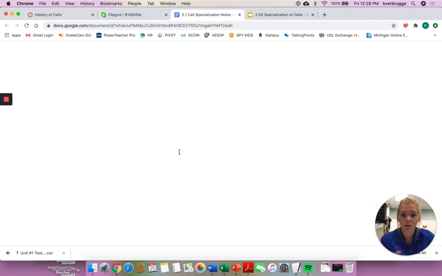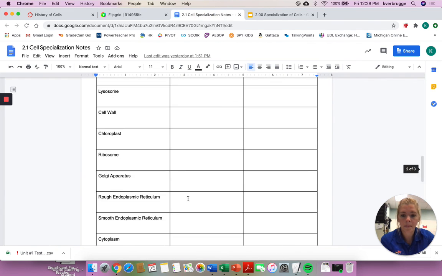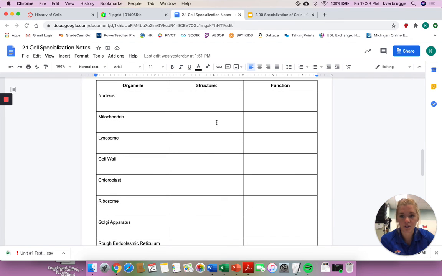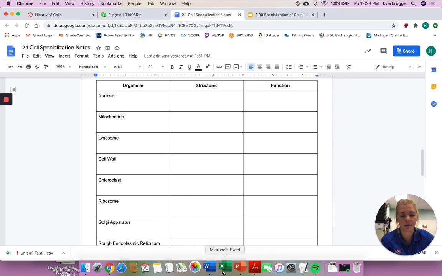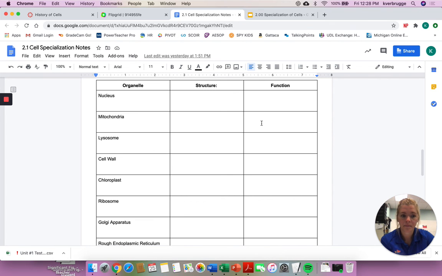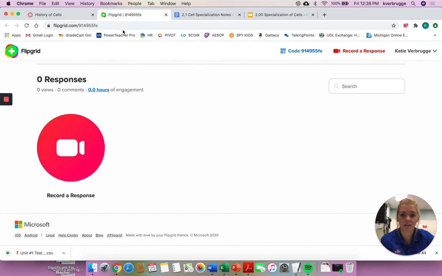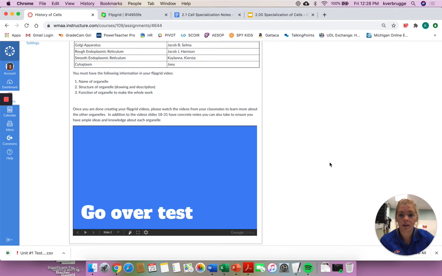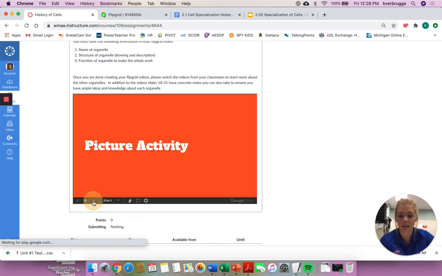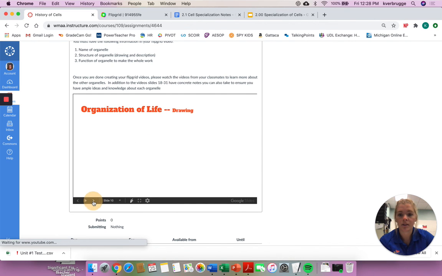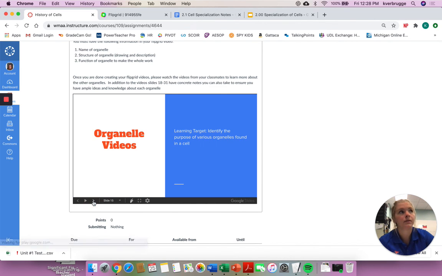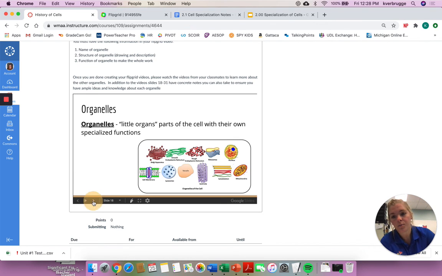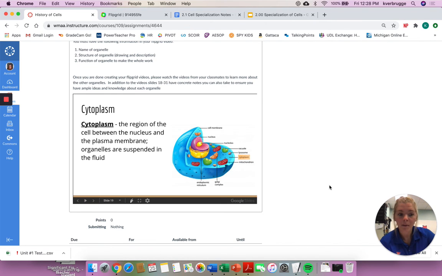Notice that in your note sheet, if you scroll down a little bit, you have spots to put what is the structure of the nucleus. You can either draw a little picture or post a picture there, and then explain its function as well. In addition to watching the videos of your partners, you can also go down to the bottom of this Canvas assignment page today, and you can see that all of the notes for all of the organelles are also posted there. Let me know if you have any questions.